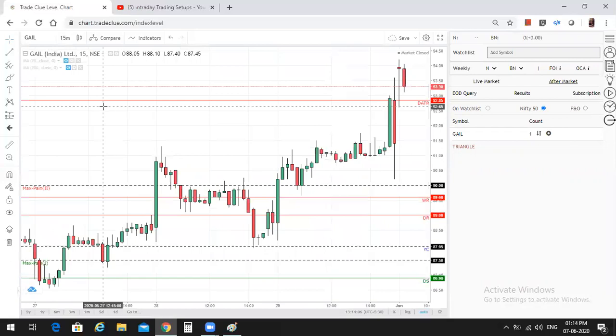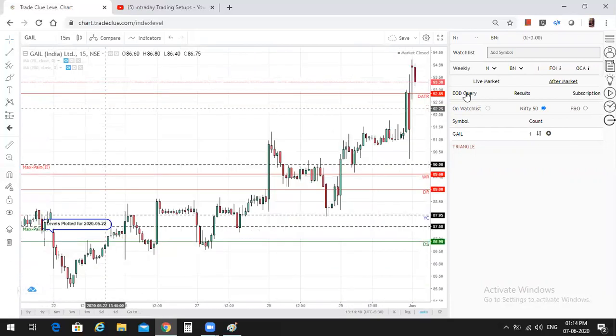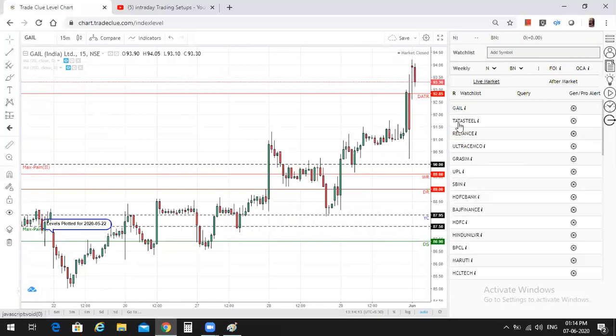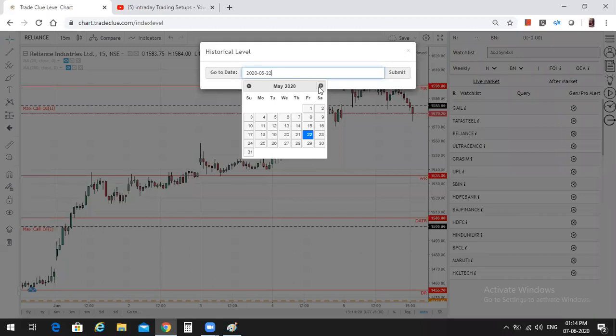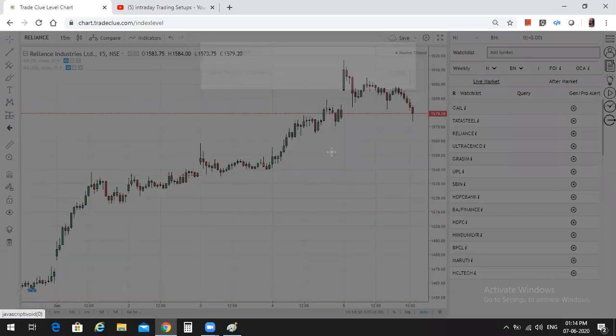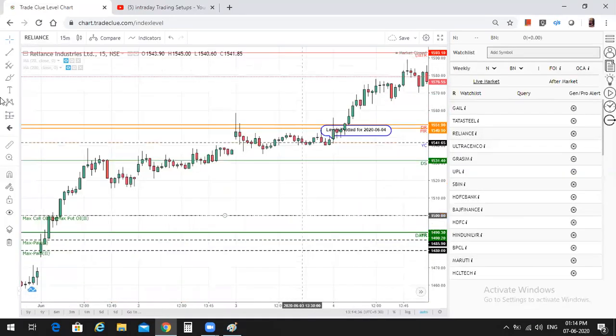So let me bring you prior triangle breakout cases so that we have much more clarity by taking some examples. So let me take Reliance, and let's go back in time so that we'll also get the important levels of Reliance. So I go back to Reliance, let's say on 4th of June, where we had seen a very good symmetrical triangle format coming in place. Now, let me first understand.